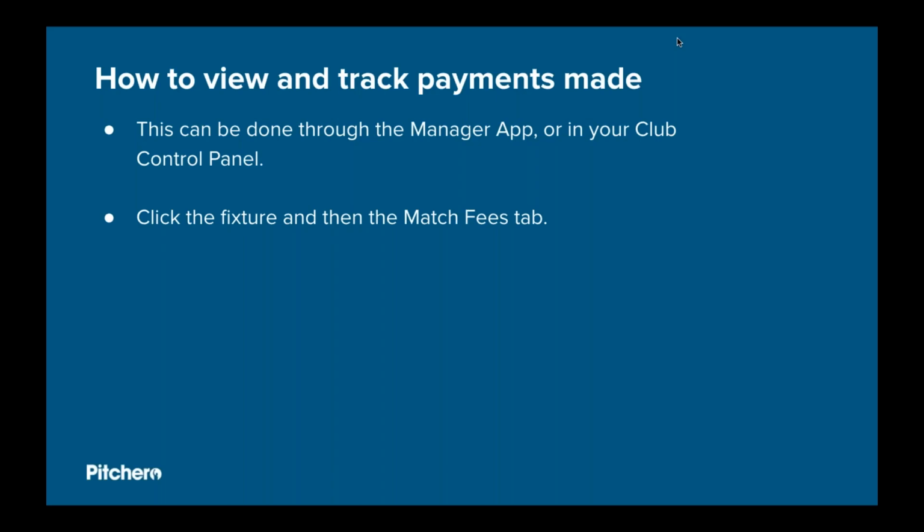You can go in and you can see that for you. All you would need to do is click the fixture that it's relating to. So you might want to say, right, who didn't pay last week? Click the fixture, go into the match fees tab, and again, you can request them to pay it, or if you need to, just give them a nudge as well. But they will see when they go into this week's match fees as well, there'll be one outstanding.